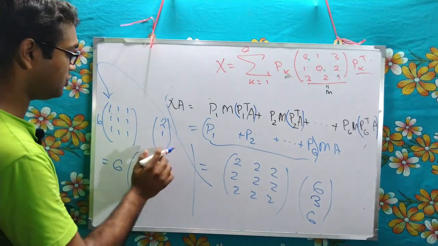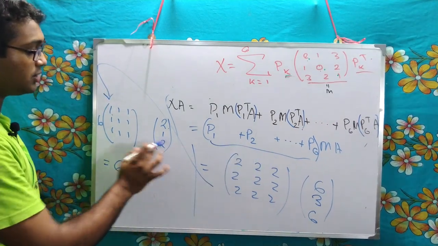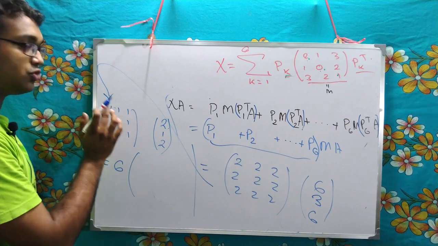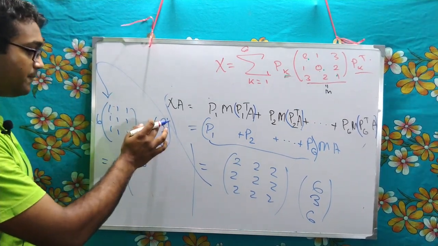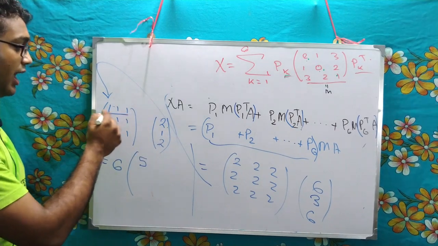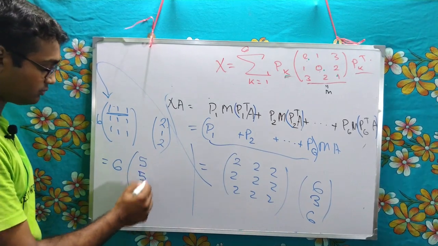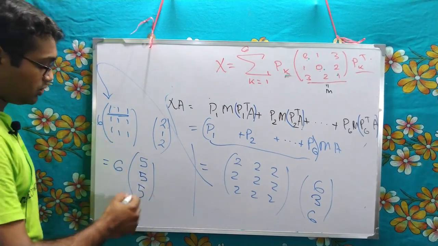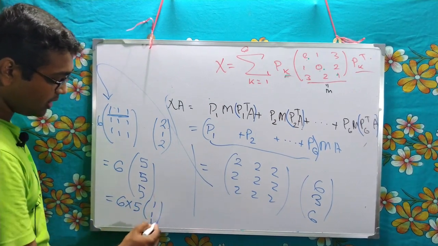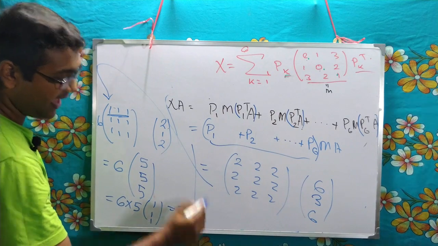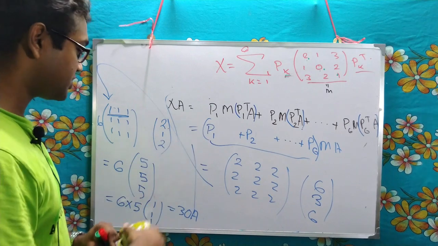Okay, wait a moment. This one will be 2, because it was 3 here, no? 6 here. So I take 3 common, so it will be 2. 2 into 1, 2, 1 into 1, 1, 2 into 1, 2. So total 5. If the first row having entries 1, 1, 1 gives us 5, all other will be 5, because all other rows are same. So finally it is becoming 6 into 5 into 1, 1, 1. That is 30 into A. That is what required. Therefore, the first option is also correct.